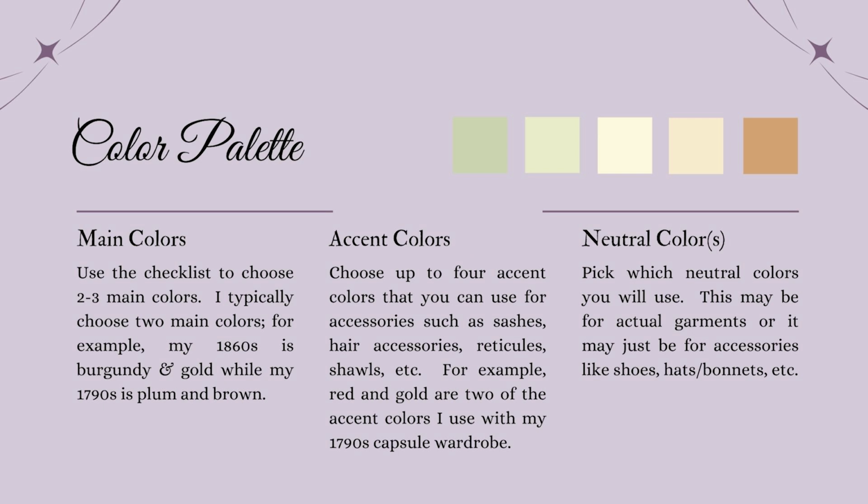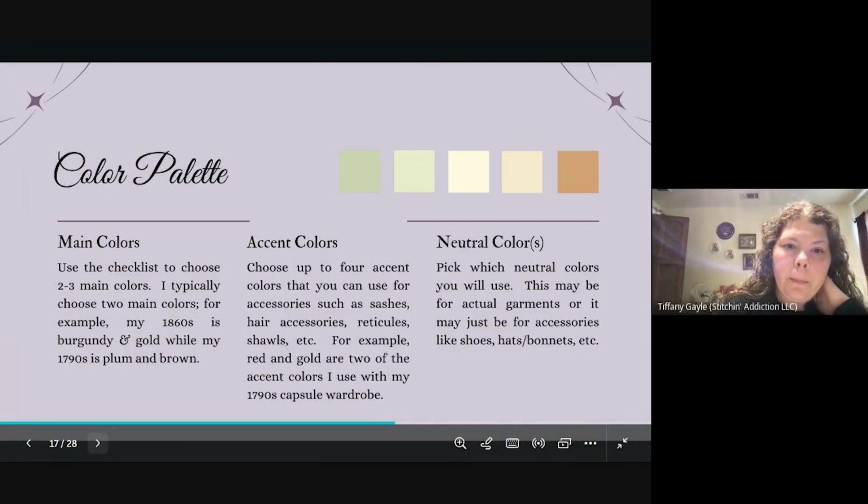My 1790s was plum and brown. And then you want to pick up to 4 accent colors. These are things you're going to use for sashes, hair accessories, reticules, shawls, maybe even your outerwear. So with my 1790s capsule wardrobe, I did red because my cloak was red, because they had so many red cloaks back then. And then gold was one of the other accent colors.